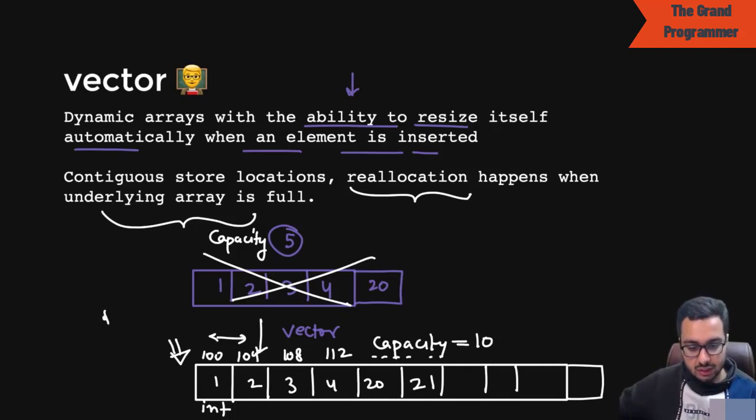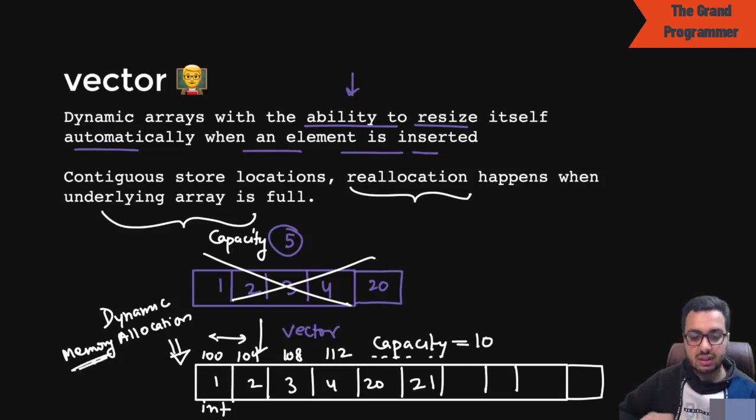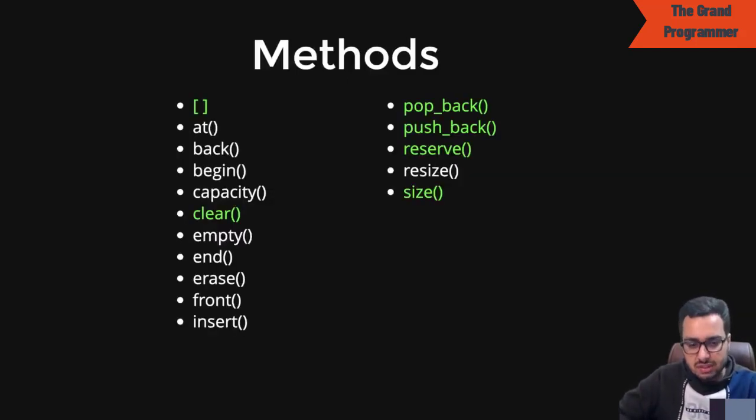Okay, so it uses dynamic memory allocation to create these underlying arrays. So again, it is a sequence container. All the code that is responsible for reallocating the memory is already written by the people who made the STL. You only need to call some of the functions to work with the vector. Okay, so you have the square brackets as an overloaded operator.